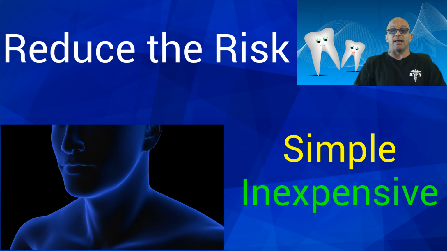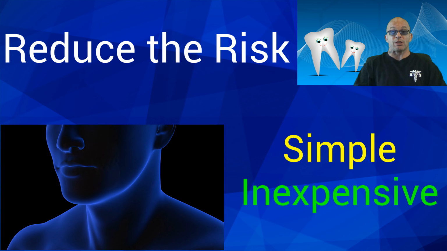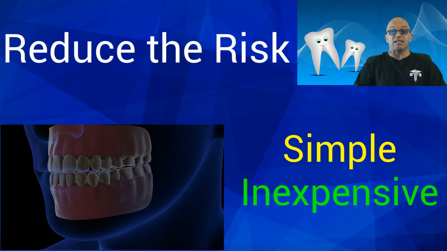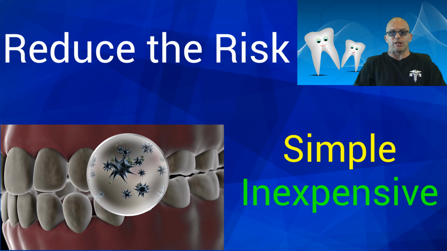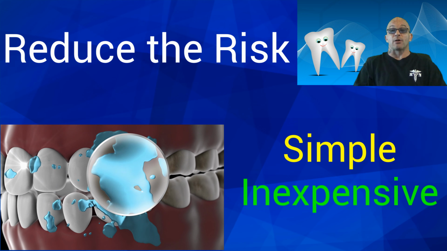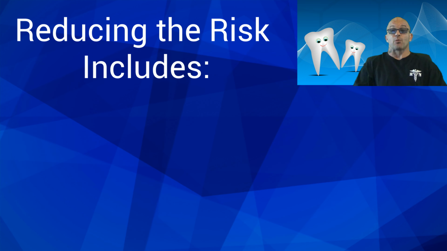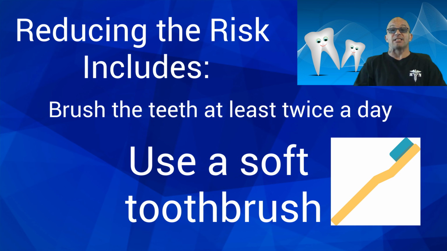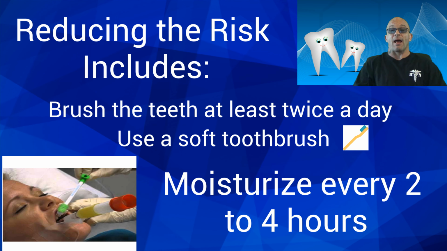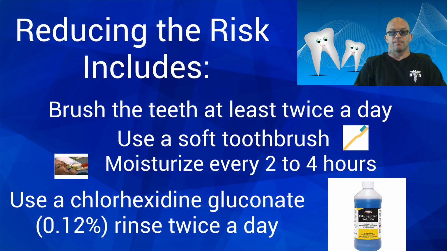A simple and inexpensive way to reduce the risk of pneumonia for these patients is to keep their teeth clean, thus reducing the number of bacteria that cause pneumonia. This regimen includes the following. Brush the teeth at least twice a day. Utilize a soft toothbrush and moisturize the oral mucosa and lips every 2 to 4 hours.